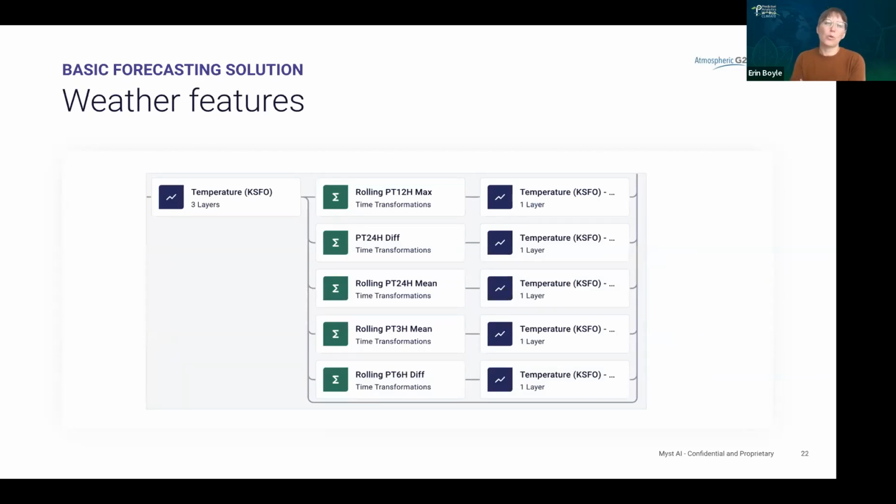Something that is quite common in this field is to use a large number of transformations on your input features in order to help the model more quickly learn different types of trends. That might be rolling averages, differences, lags. You'll often see quite a bit of these in an optimized forecasting solution.